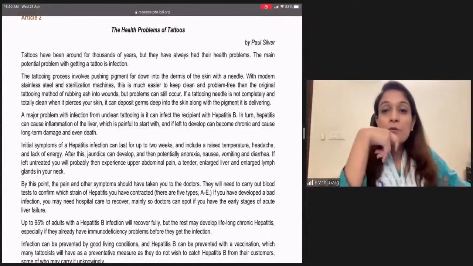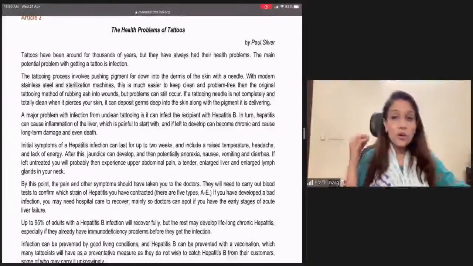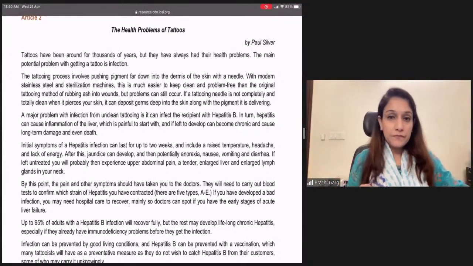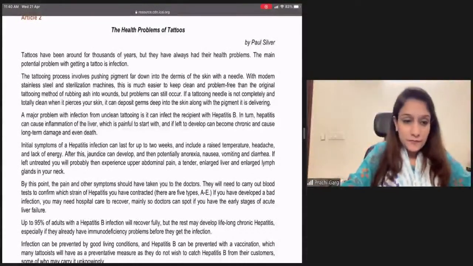Write down pointers in your query box and tell me, if I give you a topic to write, health problems of tattoos, what all things will you talk about? Just give me pointers that I will be talking about this. Let's see how much you know, then I will explain.